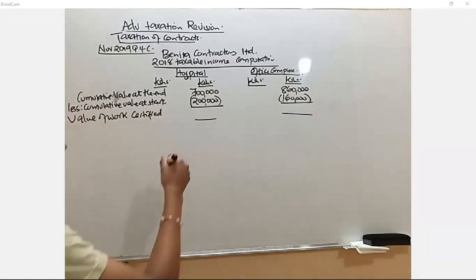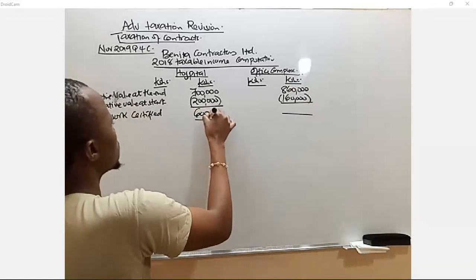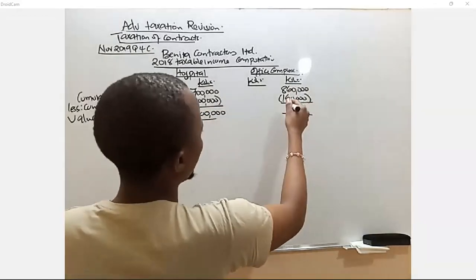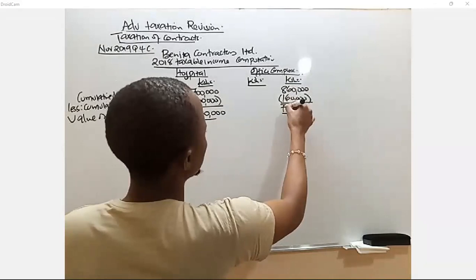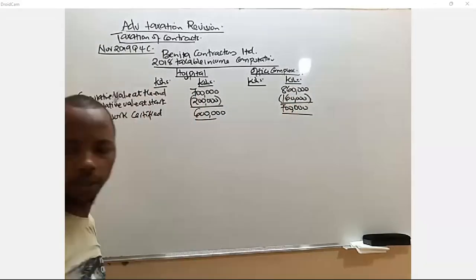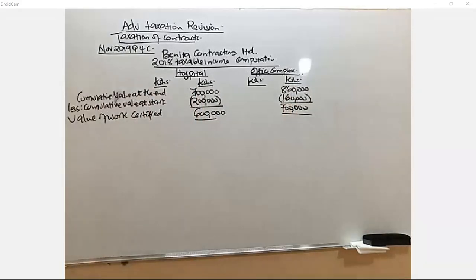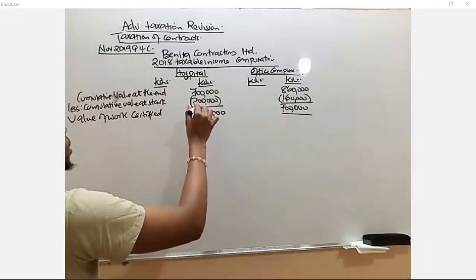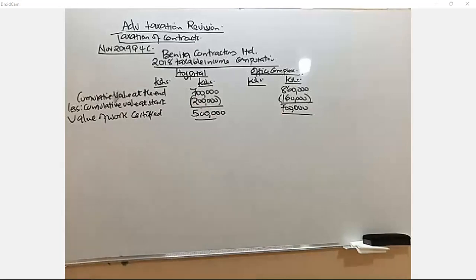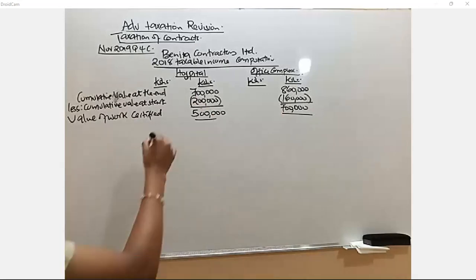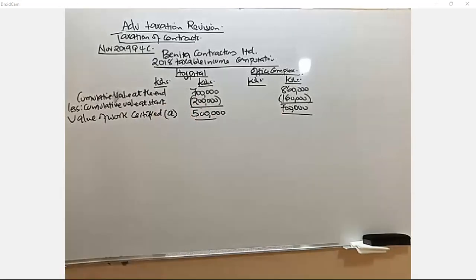What is the difference? Here we talk about 600,000. Here we talk about 700,000. Now, the first one is 500. Thank you. Now, this one you can label as your A.